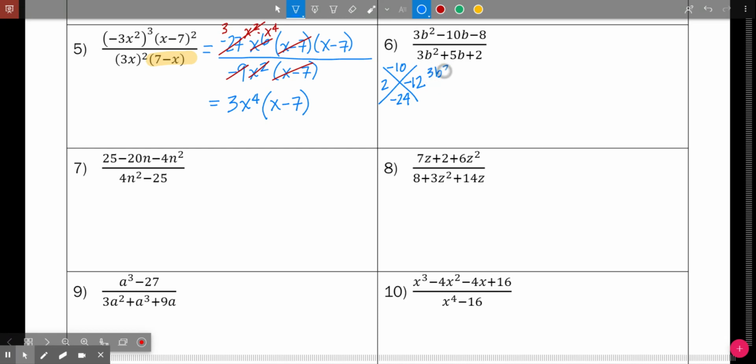So this is 3b squared plus 2b minus 12b minus 8. I have a b in common, and that leaves me with 3b plus 2. I have a 4 in common, and that leaves me with 3b plus 2. So the top factors into 3b plus 2 times b minus 4.